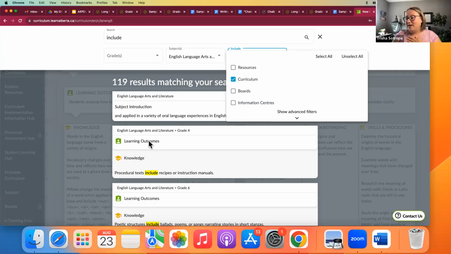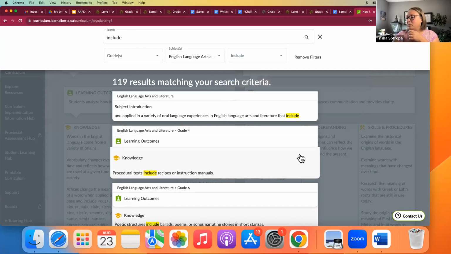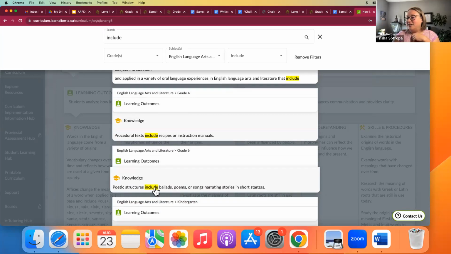In grade 4, in the knowledge piece, it says procedural texts include recipes or instruction manuals. Poetic structures include ballads, poems, or songs narrating short stories and stanzas. So in grade 6, we've talked about this in other sessions, that it would be wise to include some ballads with your grade 6.